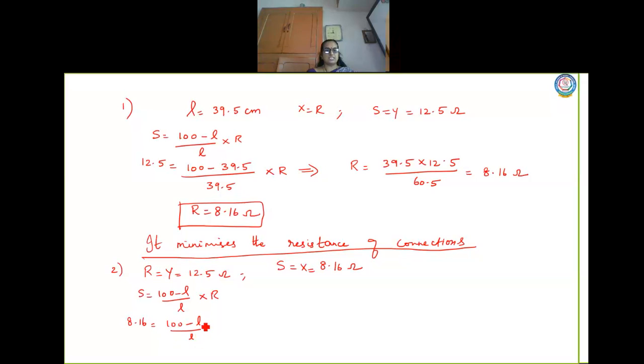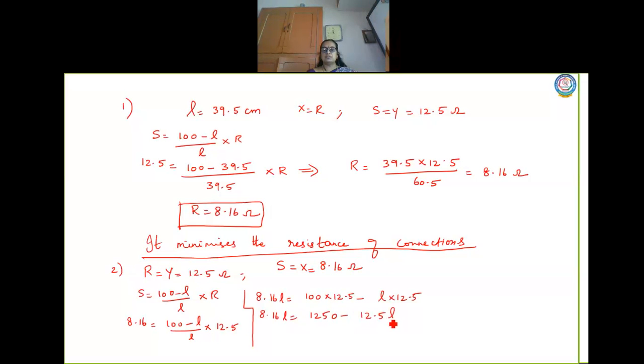I should find out the balance point into, what is the value of R? R becomes 12.5. Now simplify this equation. This L goes this side. So it is 8.16 L equal to 100 into 12.5 minus L into 12.5. Correct? Now this will become 8.16 L equal to 100 into 12.5 becomes 1250 minus 12.5 L.